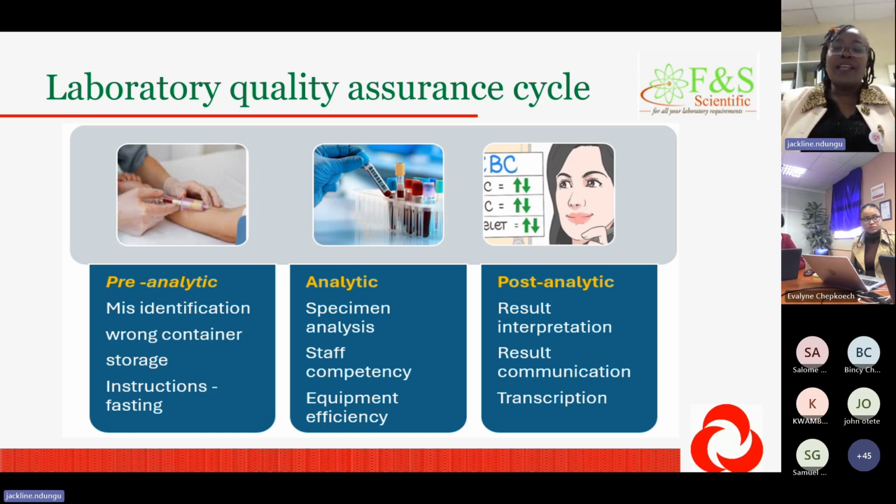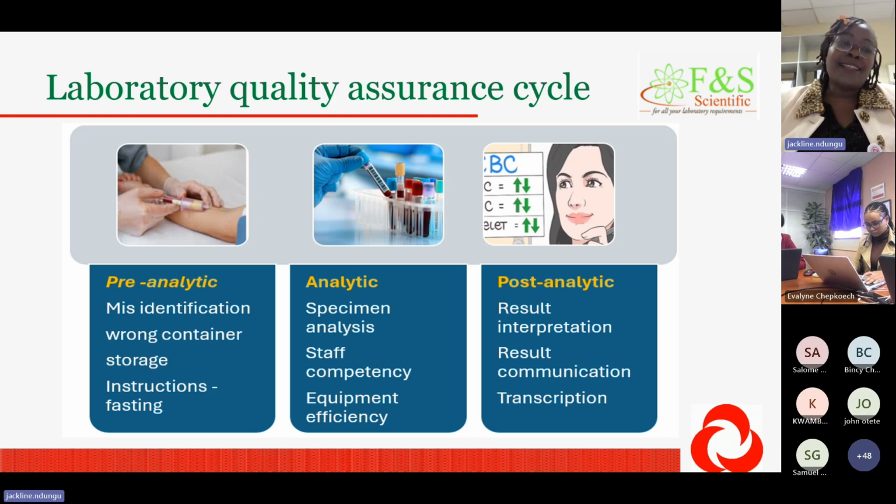Previously, we discussed pre-analytics. When you talk about the laboratory quality assurance cycle, we talk about the whole cycle of pre-analytics, analytics, and post-analytics. Pre-analytic is before the specimen is analyzed. Specimen, you can call it sample, before it's tested. When we talk about analytic, we mean when the specimen is being analyzed or tested to give you the results. Post-analytic is after it is tested, when you look at some of the things that happen there.